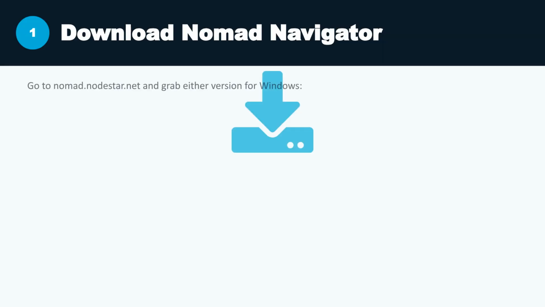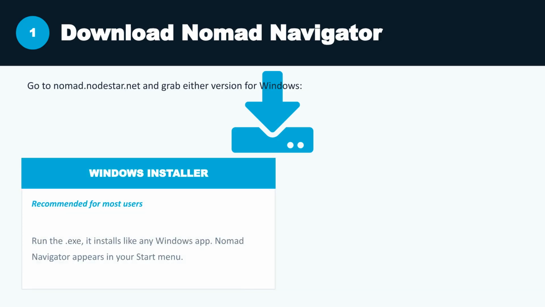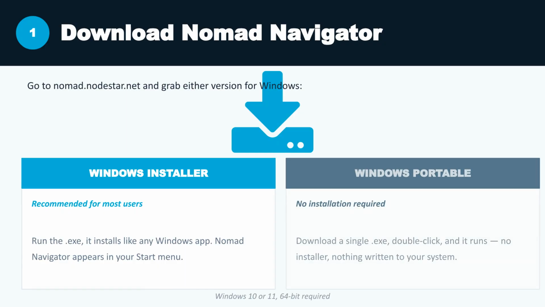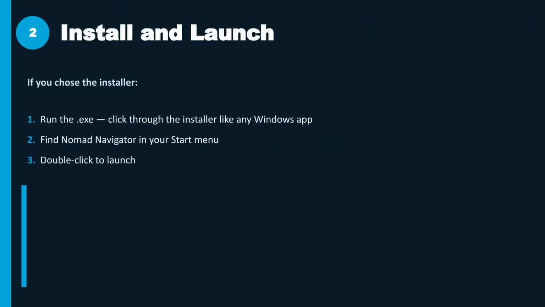The first step is to download NOMAD Navigator from nodestar.net. You can choose either the Windows installer recommended for most users or the Windows portable version, which requires no installation. If you chose the installer, run the .exe and click through. Find NOMAD Navigator in your Start menu and double-click to launch.